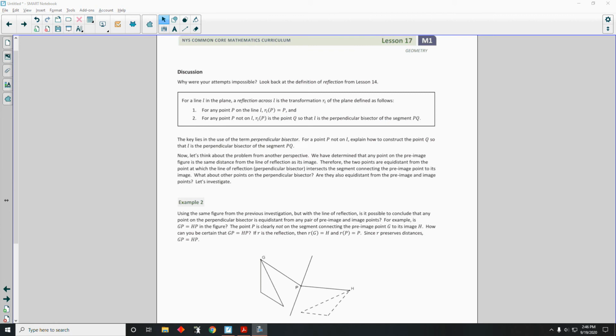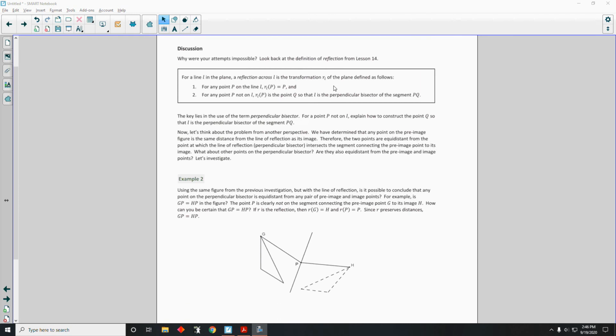Okay, page 2 brings us to a discussion. Why were your attempts impossible? Look back at the definition of reflection from lesson 14.